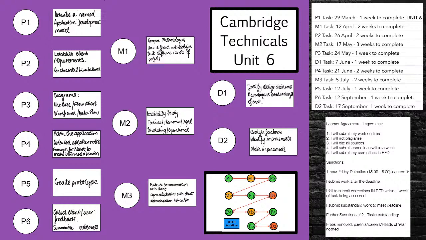So next thing, once you've done, where are we? That was M3. We then go to P5, which is your prototype, which you have partially made. That was the wireframe you made in P3, and you simply submit that. So it's dead easy.